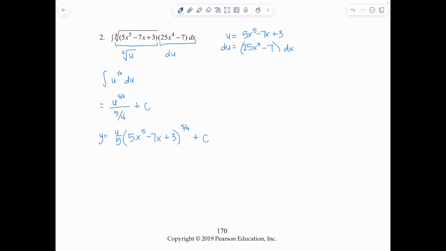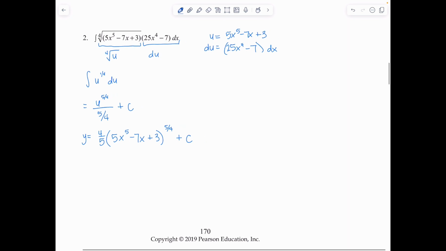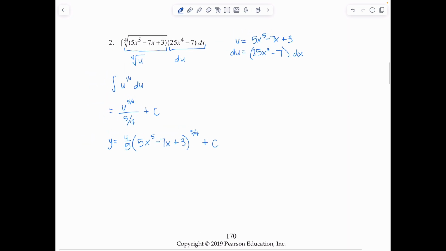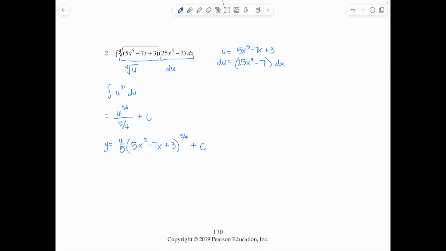And the last thing I'm going to do is put it back in radical form. So we have 4/5 with the 4th root of 5x to the 5th minus 7x plus 3 to the 5th plus c.